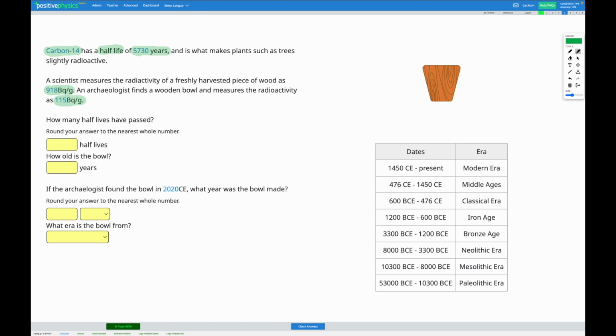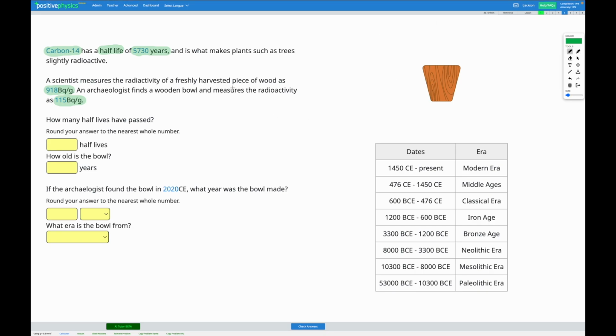So while the plant is alive, it's constantly taking in carbon dioxide and it's maintaining a radioactivity of around 918 becquerels per gram. But once it dies or is harvested and is used to form bowls and spoons and other things, it's no longer taking in carbon dioxide, so it's not maintaining that radioactivity, and it's going to decay over time based on the half-life. So our goal is to figure out how many half-lives have passed since that wooden bowl was a tree.